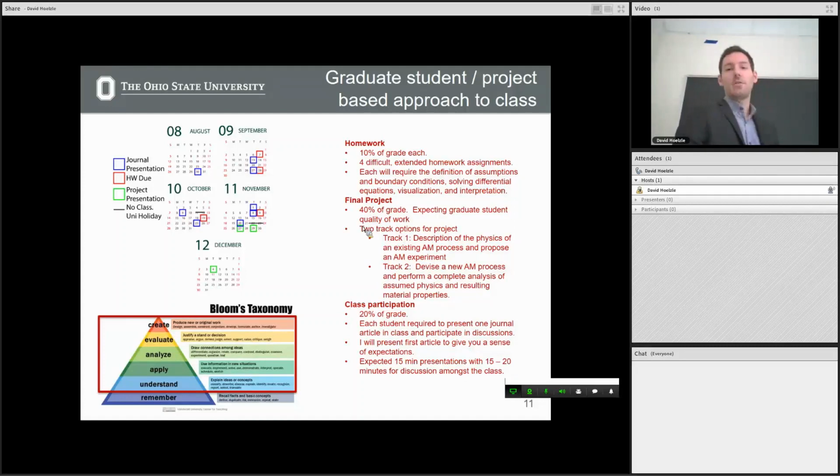And track 2, devise a new AM process and perform a complete analysis of assumed physics and resulting material properties. Okay, so this is intended to be a thought study, but a very thorough thought study grounded in physics, engineering principles, detailed analysis, etc.